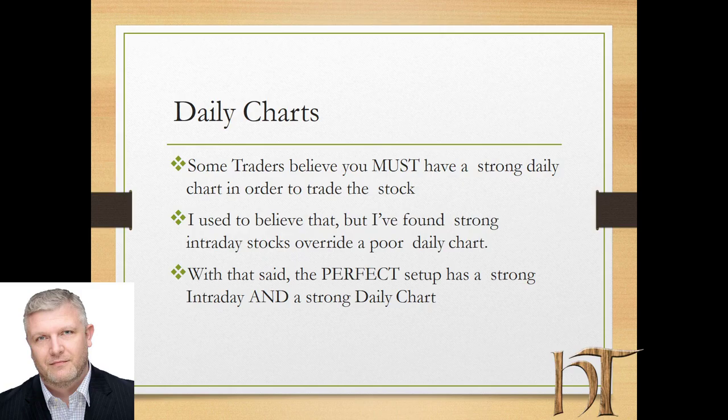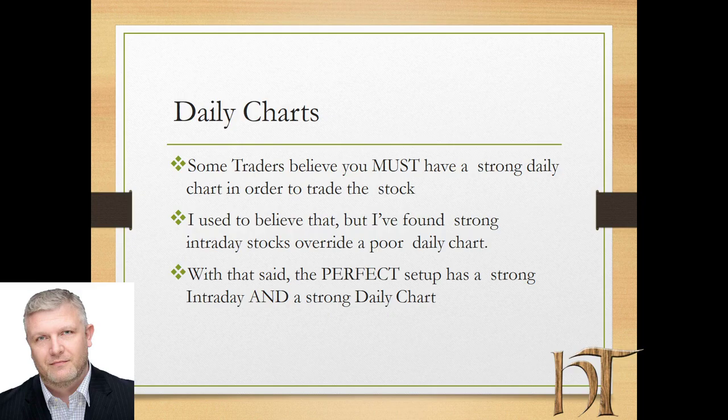And on the flip side, you might have a stock that's got a horrible daily chart. It's been selling off for the last few days, and we're looking to take a long position, or it's really choppy. It's not had a lot of volume. Really horrible daily chart, but then it has a huge catalyst, and that overrides the poor daily chart.